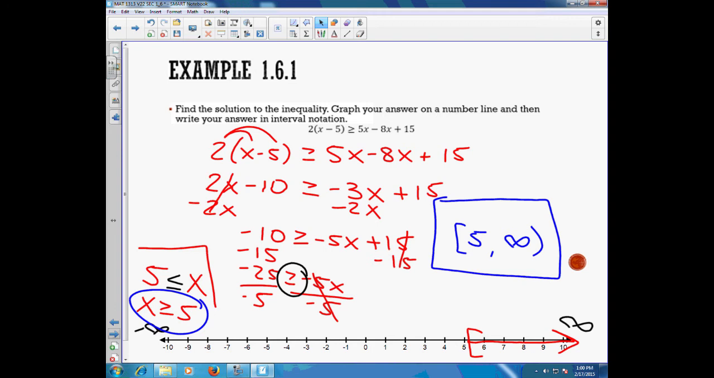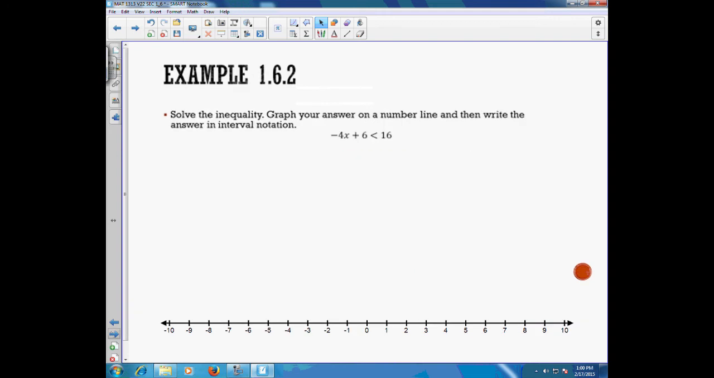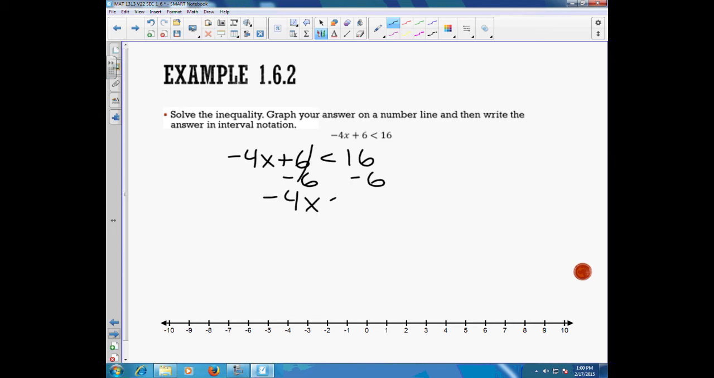So let's try another example. We're going to solve this inequality, and we're going to graph it on a number line and write our answer in interval notation. Negative 4x plus 6 is less than 16. So let's subtract 6 from both sides. We get negative 4x is less than 10.